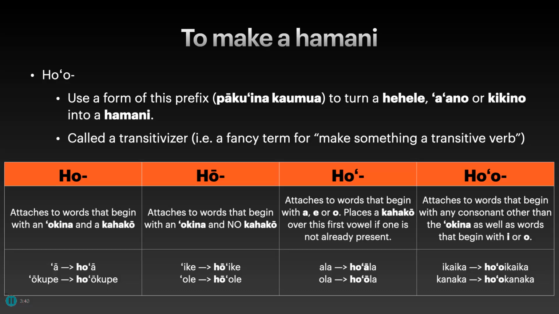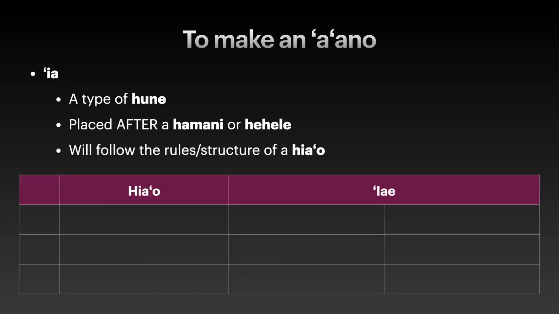We have to keep this in mind especially with this sentence pattern, the ʻIae. While hoʻo is used to make a hamani, ʻia is used to make an ʻaʻano. So ʻia is a type of hune. It's more of a grammatical type word. There's really no translation for this particular word in English. It has a grammar function. We place ʻia after a hamani or a hehele. It doesn't get placed after an ʻaʻano.